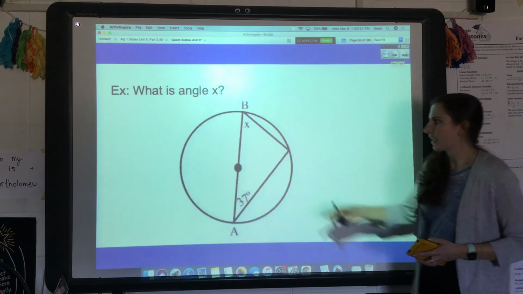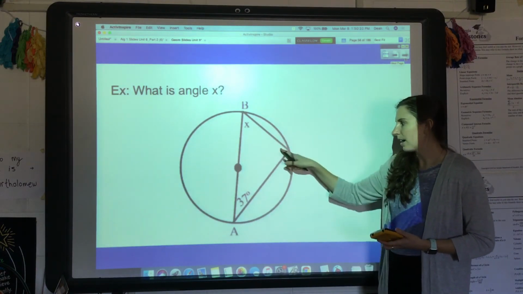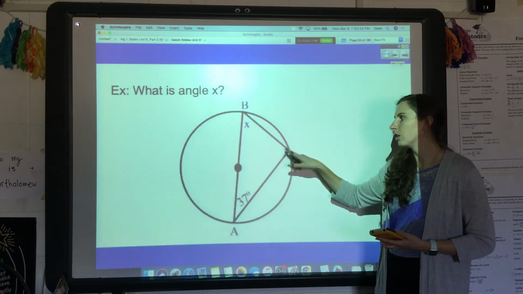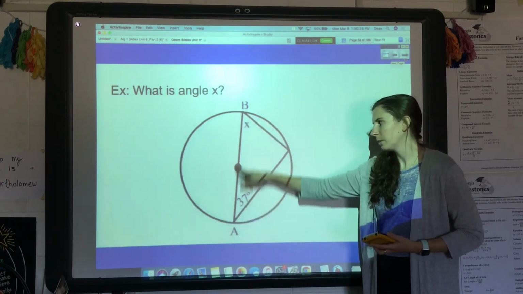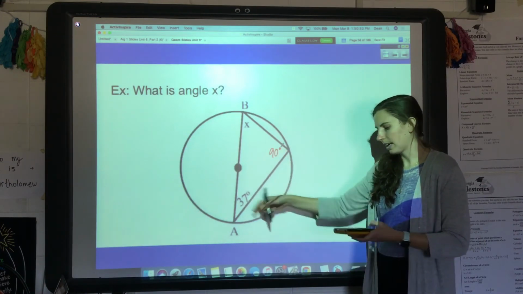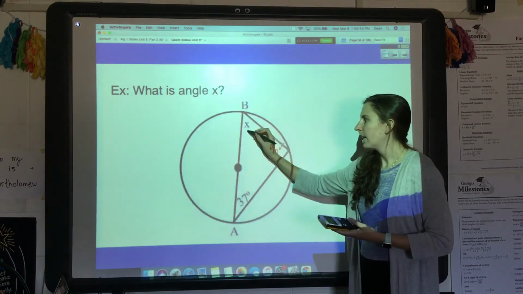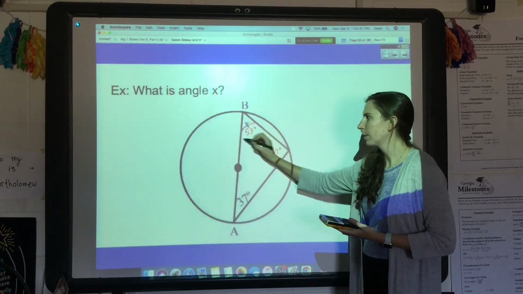Or for example, what's angle X? To find angle X, it would help to have this angle, and I do know this angle. Again, since it's on a diameter, I know it's 90. And so do 180 minus 90 minus 37, or just 90 minus 37, and you get 53. So there we go.